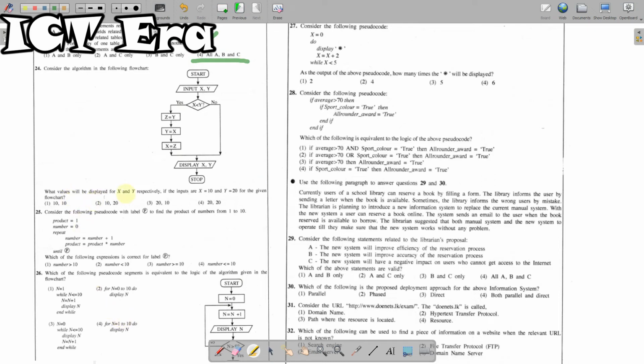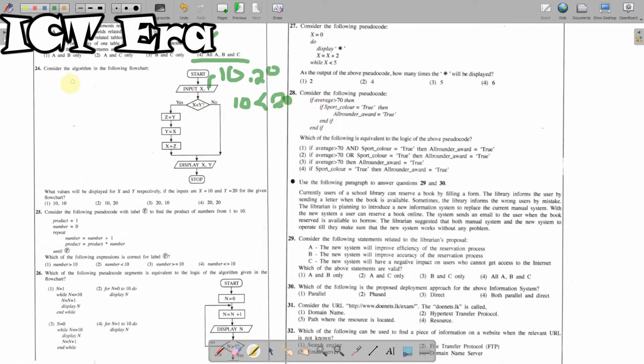What values will be displayed for x and y respectively? The inputs are x equals 10, y equals 20 for the given flow chart. Okay, now we have to substitute. Here, start, input x is 10, y is 20. Is 20 greater than 10?